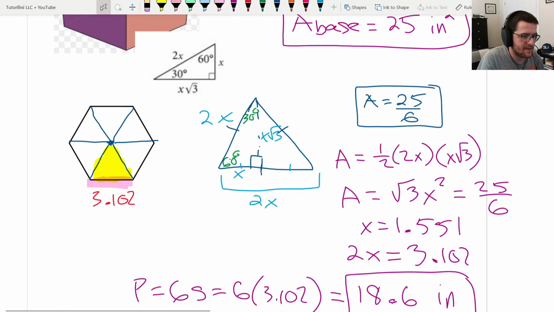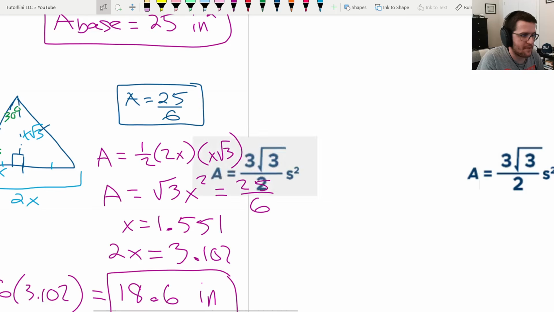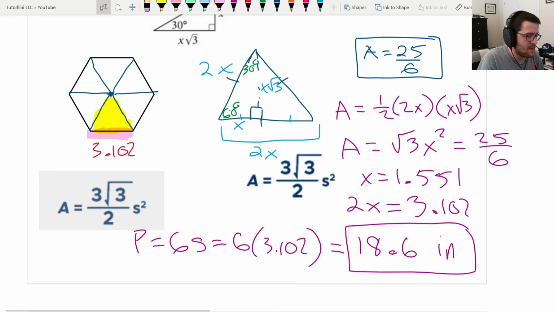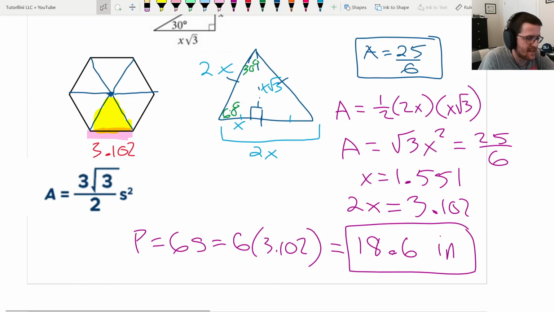See if I can go back. There we go. So if you knew the formula for the area of a regular hexagon, if you want to go back and redo it, see if that helps. Again, I don't think that's worth memorizing.